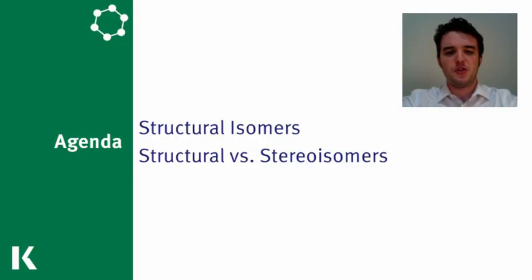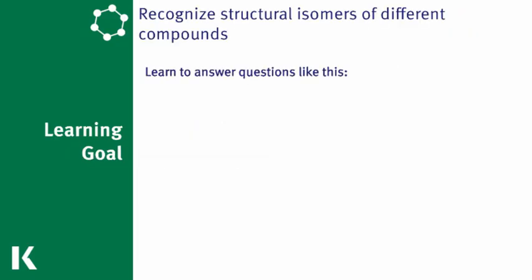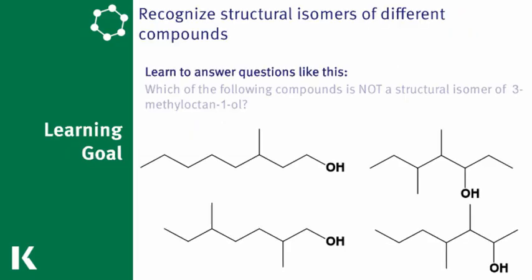This video will be a little on the short side because all we have to review is the defining properties of structural isomers and how they differ from stereoisomers. After watching this video, you should be able to answer questions like this one, which is asking you to identify the compound that is not a structural isomer out of those given.